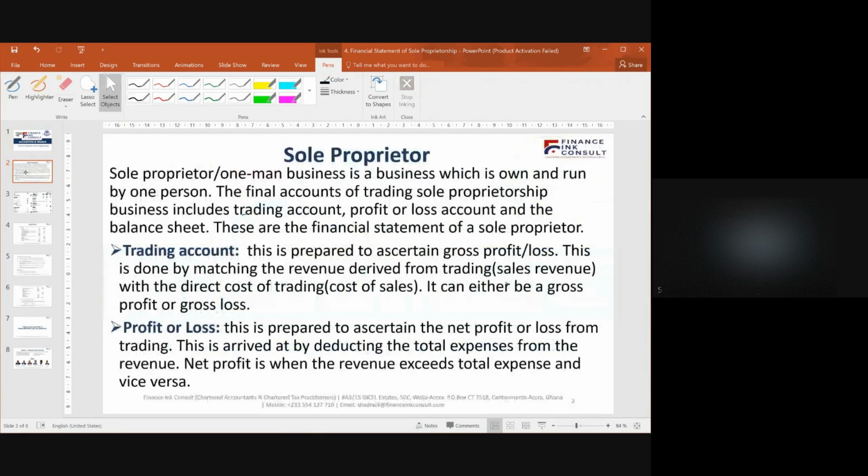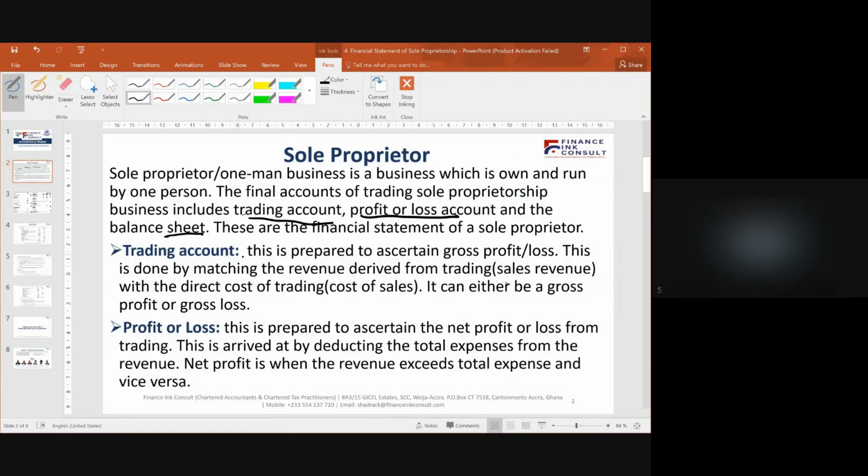All right. So sole proprietor, which we mostly refer to as one-man business, it's a business which is owned and run by basically one person. The final account of trading sole proprietorship businesses includes the trading account, the profit or loss account, and what? The balance sheet. These are the financial statements of the sole proprietorship business.